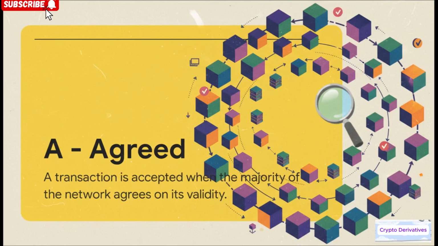Next, A for agreed. Now, this is a huge change. There's no central boss here. A transaction is only added to the record if the community, the majority of computers on the network, all collectively agree that it's valid. This is that idea of consensus you hear about all the time.